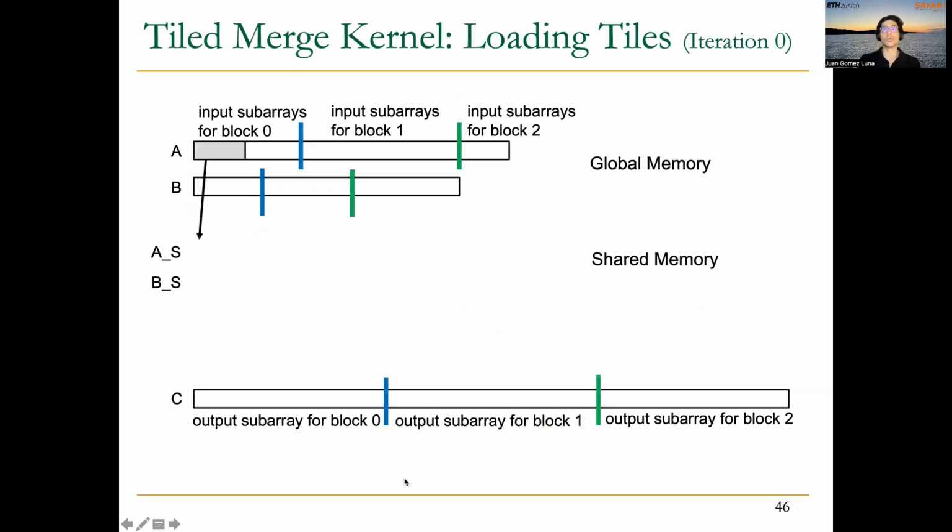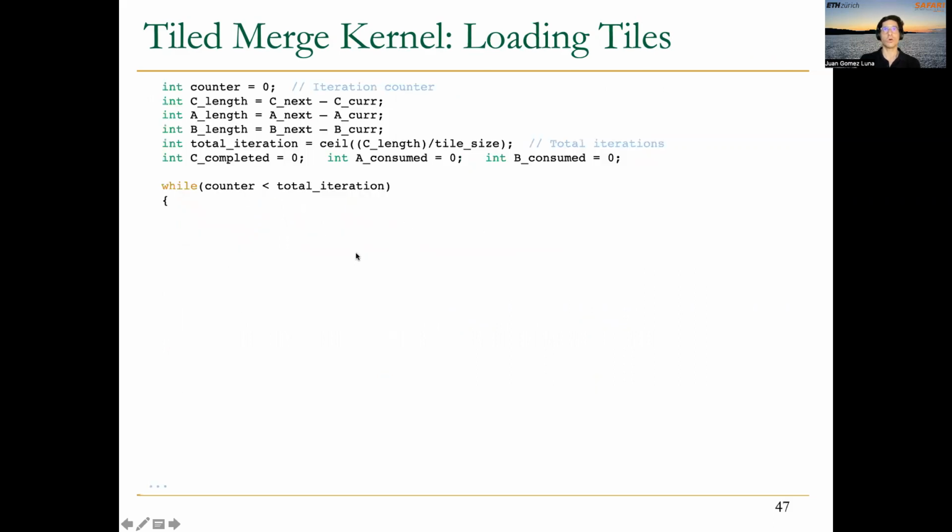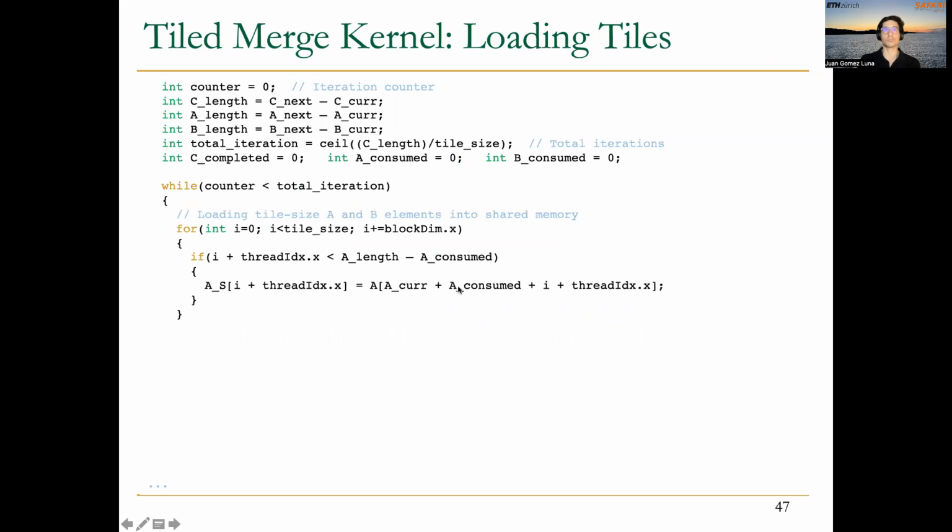Next thing to do is to load the tiles. So all threads of thread block 0 will have to go to global memory, fetch the elements of this tile and bring them to the shared memory. Same for array B and same for the other thread blocks. So how do we load these tiles?